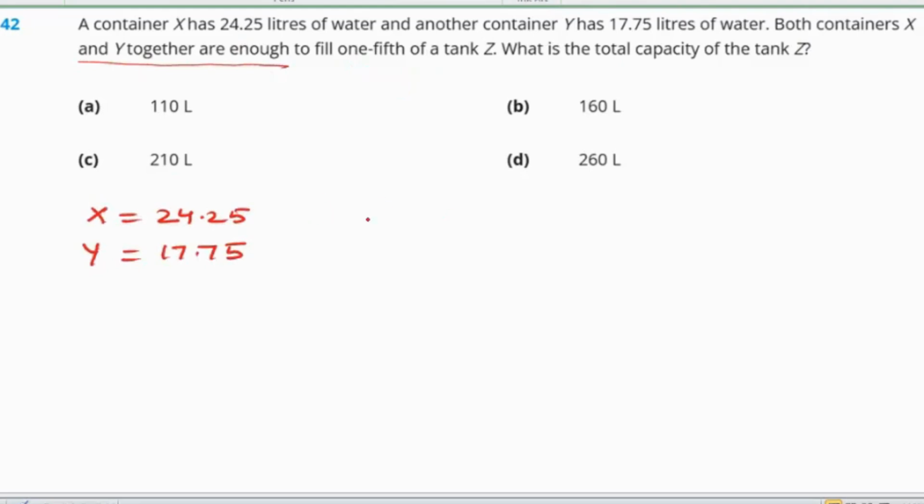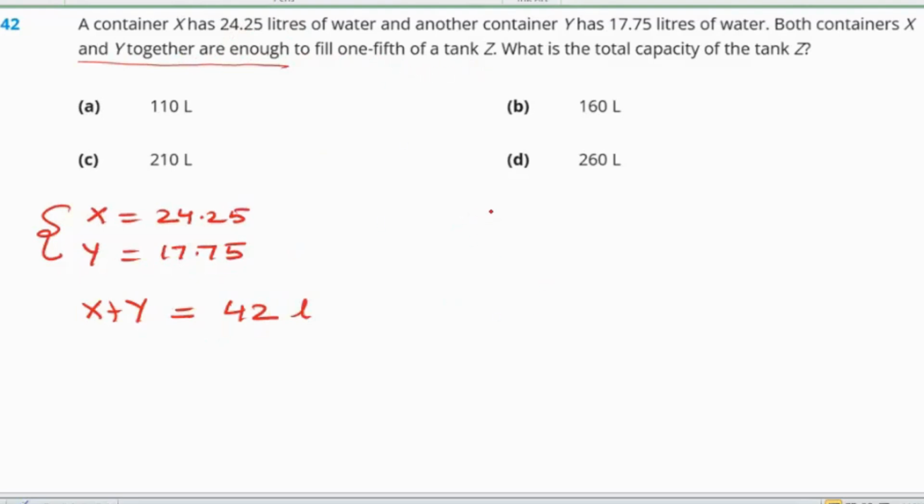Both X and Y together. So first we need to find the value of X plus Y, which is 24.25 plus 17.75. When we add them together, we will be getting 42. So now the capacity of both the containers together is 42 liters. Now the question is saying that they both together are enough to fill 1/5 of the tank.